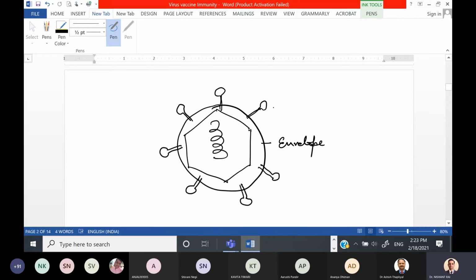We call it a spike or peplomer, right? And these proteins vary in their nature because they have different functions. For example, HA protein, which is responsible for hemagglutination of RBCs, or neuraminidase protein. So you will find different proteins present on the surface which have different functions. So this may be an envelope protein, and the envelope can be carbohydrate, lipid, or protein in nature. It varies again. So the envelope is also very different in different viruses.